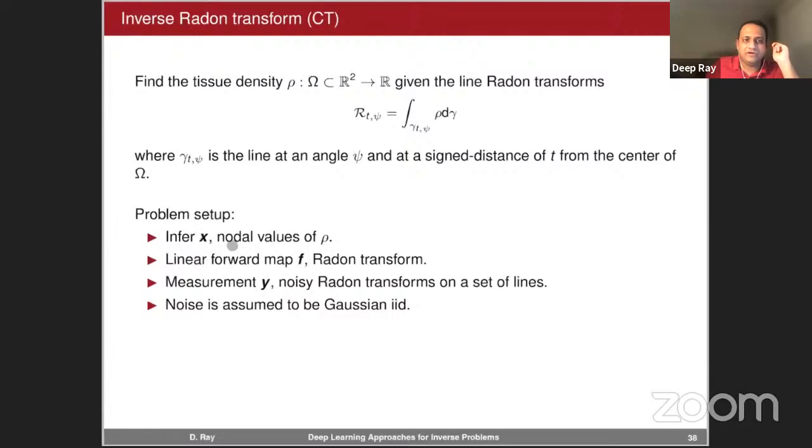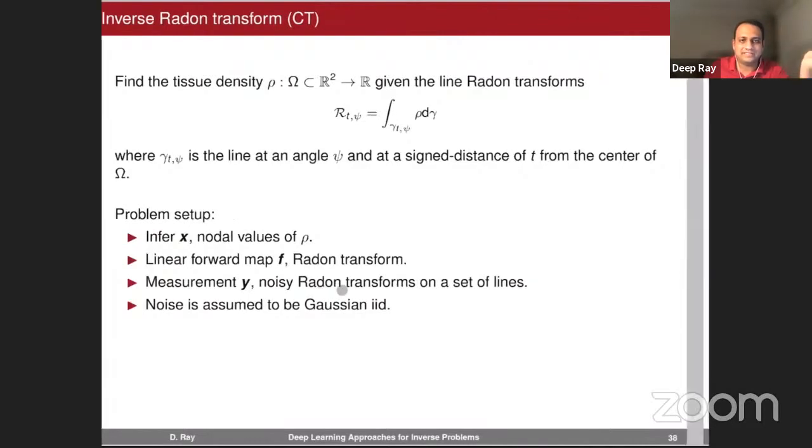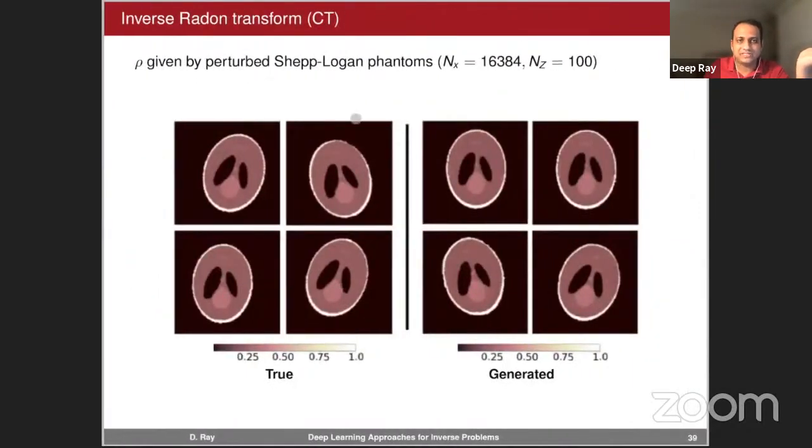So the problem setup is the following. What we're trying to infer is the nodal values of rho on some 2D grid. The forward map is basically a bunch of these Radon transforms. The measurement Y would be the sinogram, or rather the noisy version of the sinogram for these Radon transforms. And once again, we'll assume that the noise is Gaussian IID. Okay. And first thing, again, as we've done earlier, we have to assume a prior on X. And the prior we assume on X now is that it's given by these perturbed Shepp-Logan phantoms.